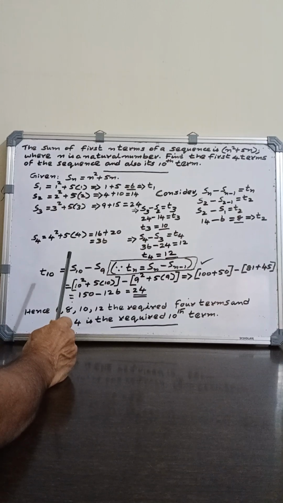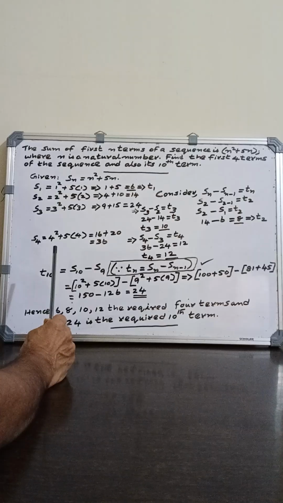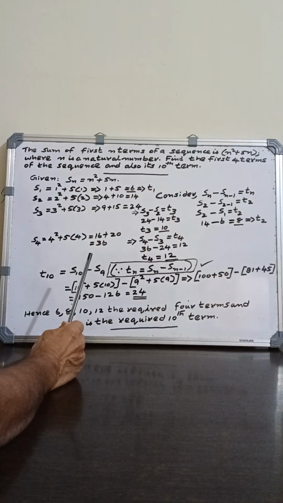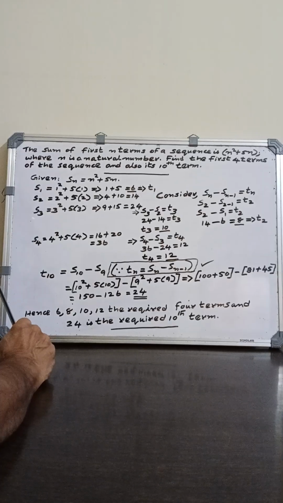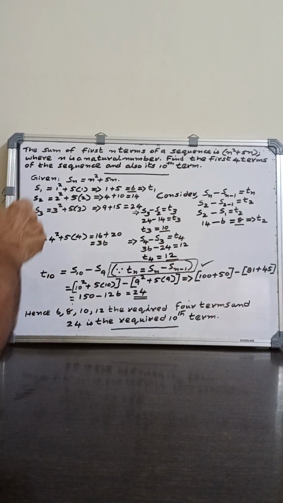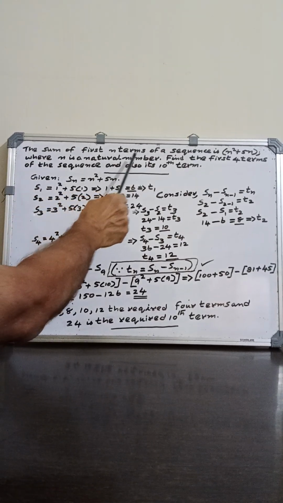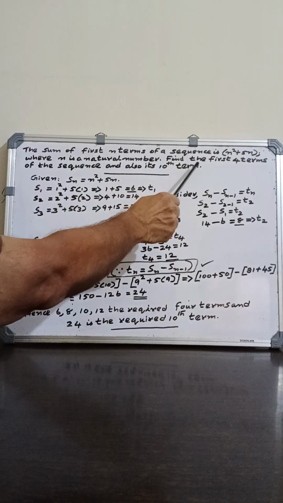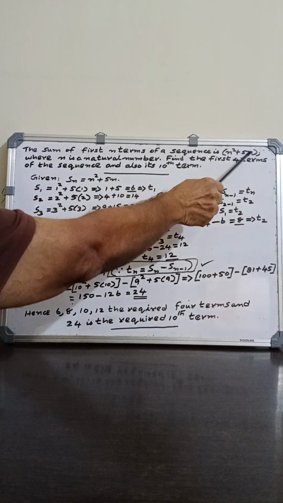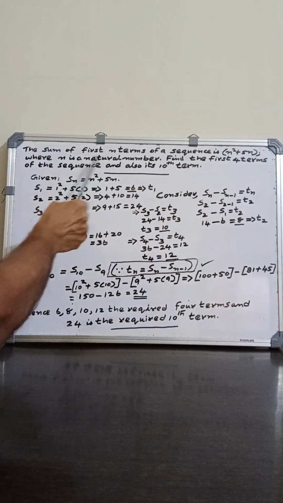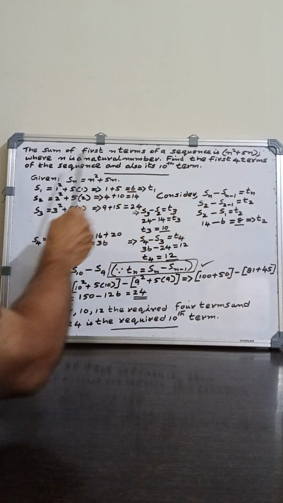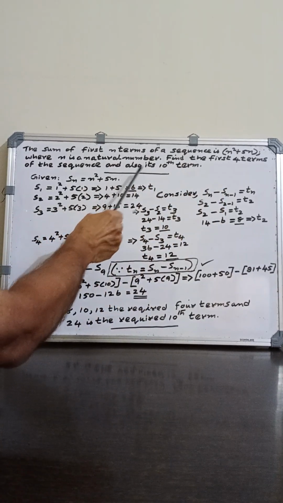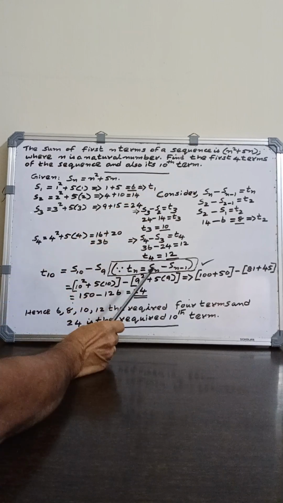Today we are discussing 10th standard mathematics applications of arithmetic progression. Here is a question. The sum of first n terms of a sequence is n squared plus 5n, where n is a natural number. Find the first four terms of the sequence and also its 10th term.